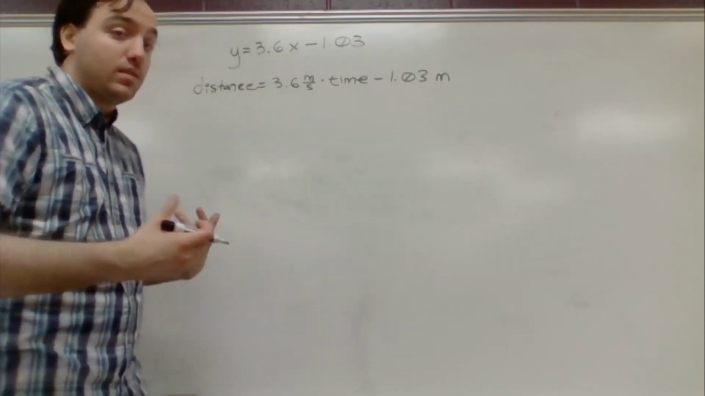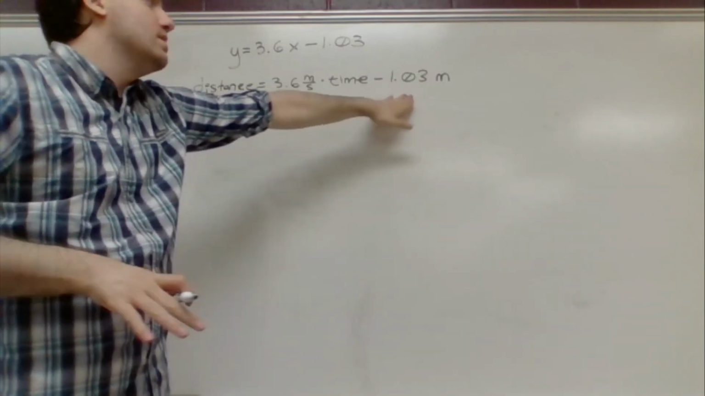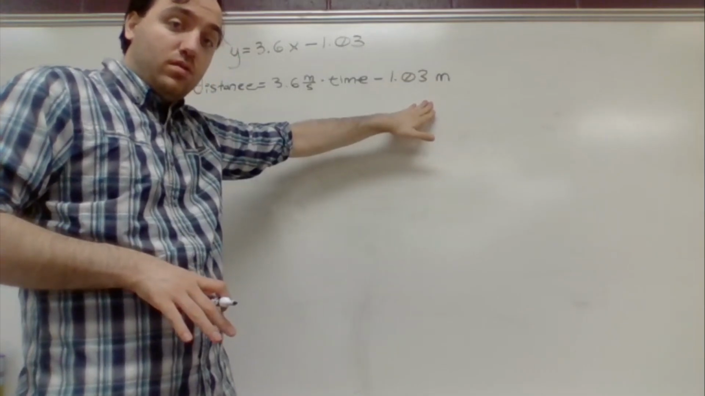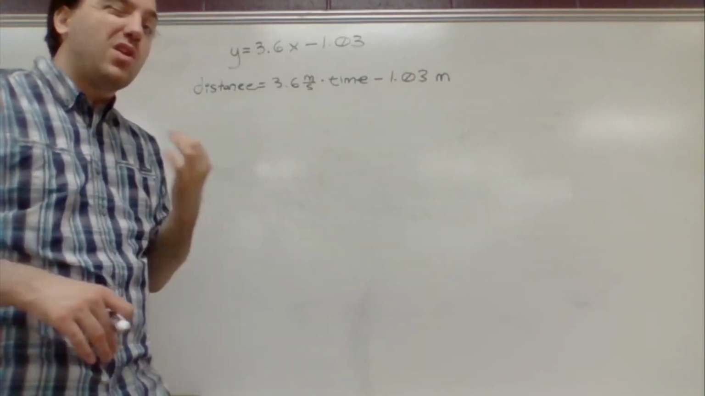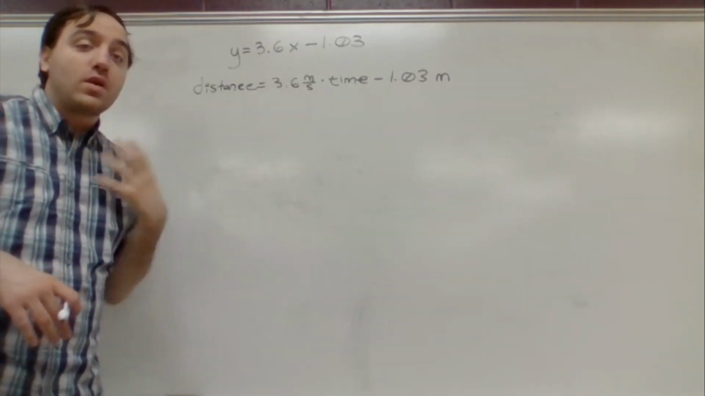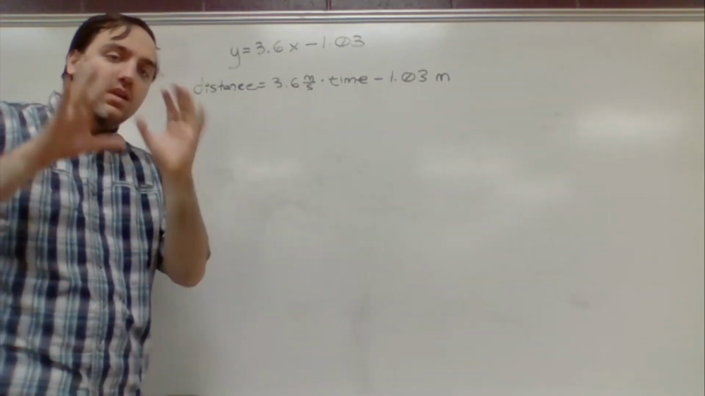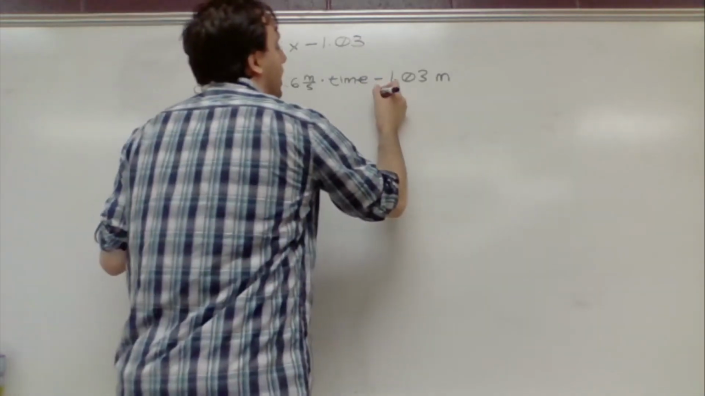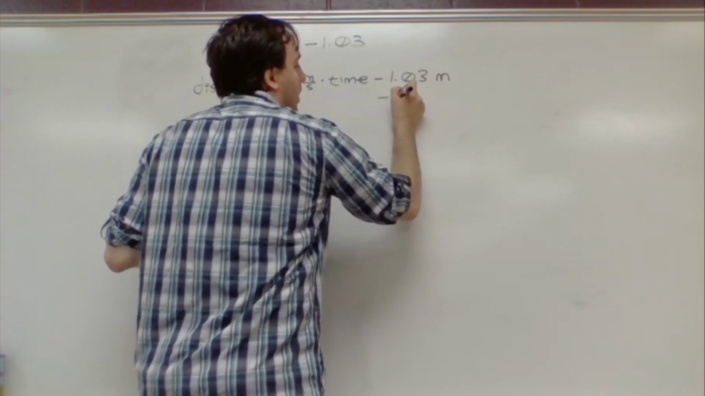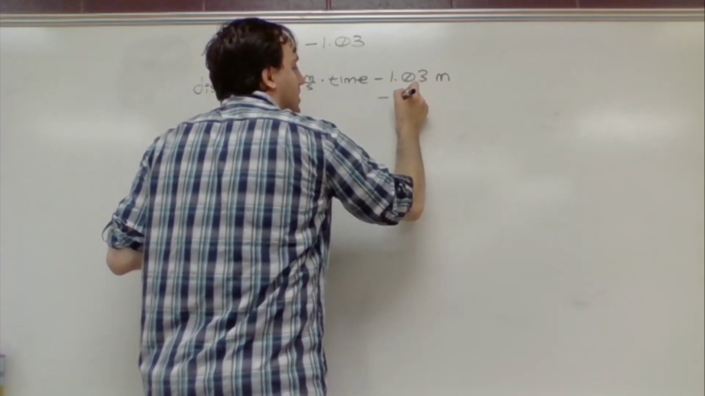What do these mean? We'll start with this. This is an initial value. This is a starting value. Your y-intercept is almost always an initial or starting value. In this case, it is the initial distance. Now, there's a couple ways you can write this. You can write distance initial.